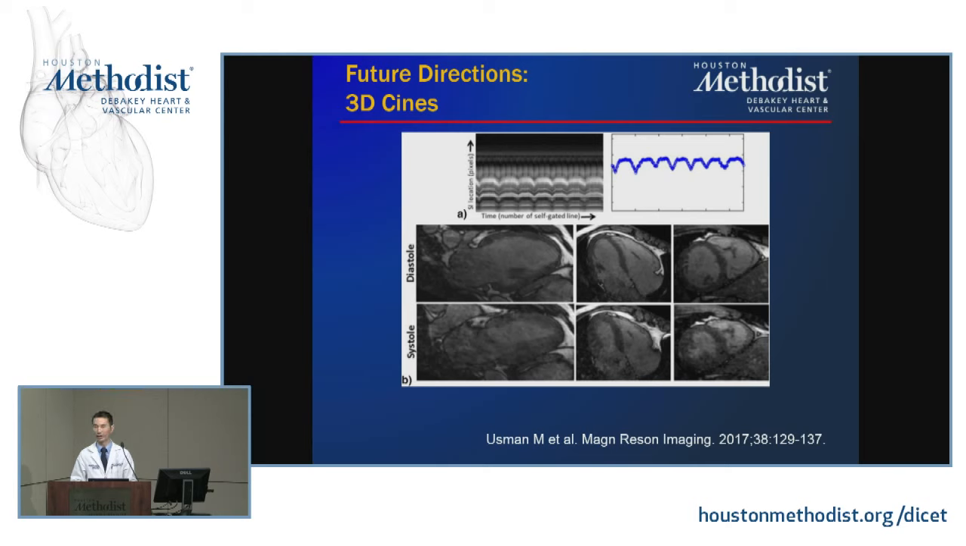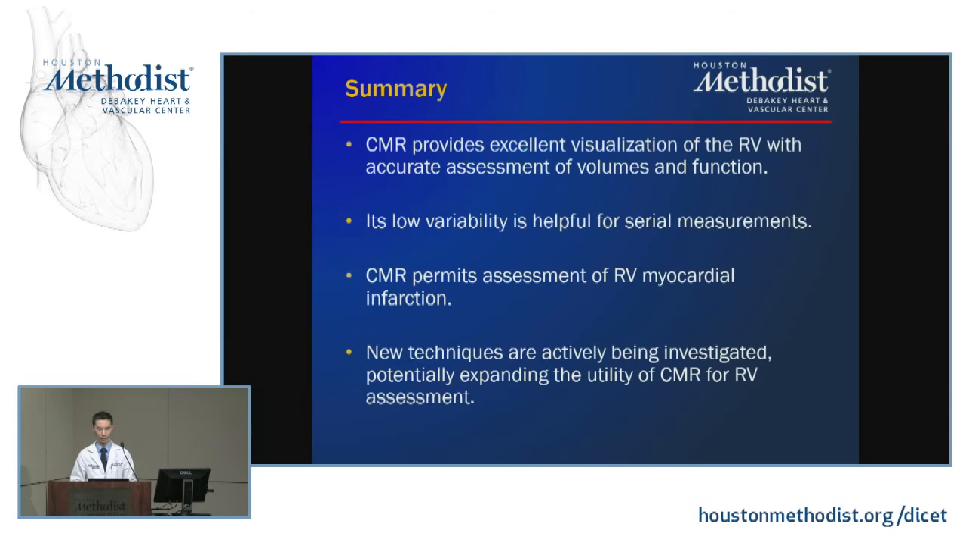RV strain is also being actively explored. A few groups are beginning to look at that as well, using feature tracking methods. And of course, 4D flow is on the horizon, trying to look at flow characteristics.